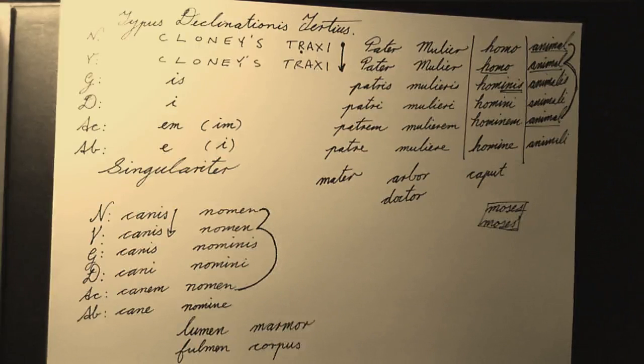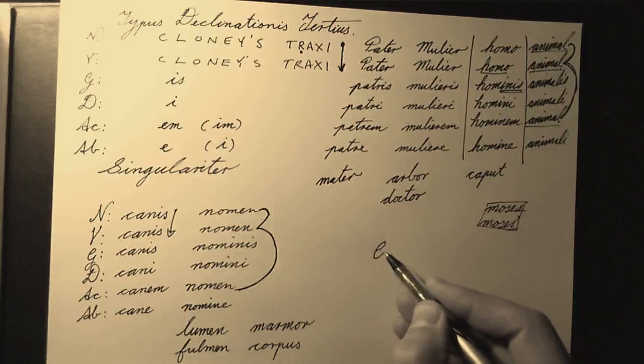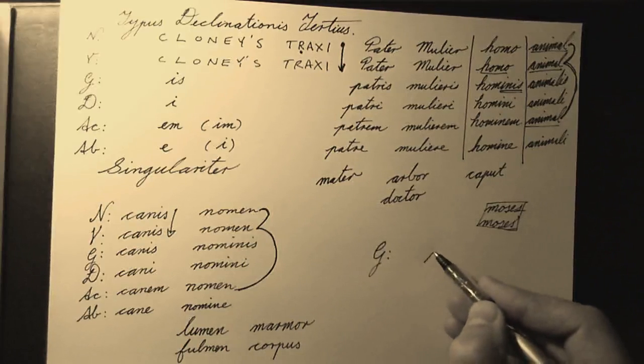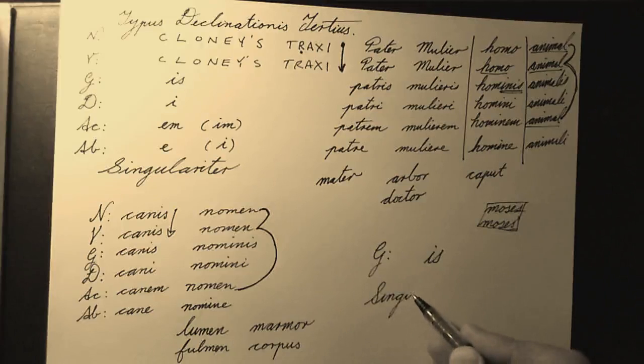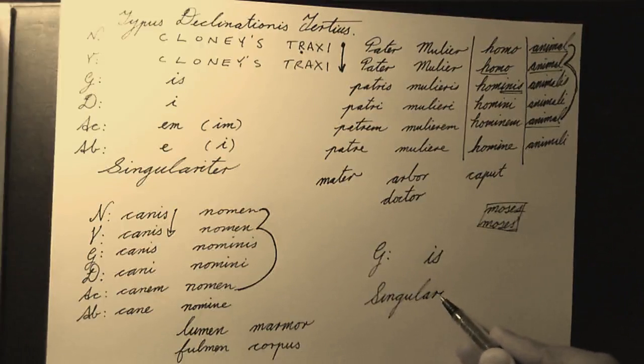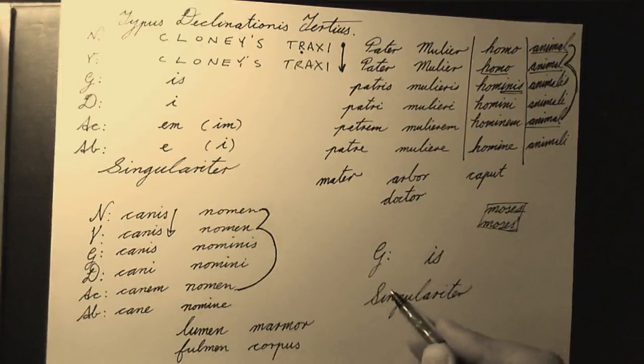And that's it. There are many others also, and of course this third declension, the defining characteristic is that the genitive ends in is, and this is once again singulariter, the singular. And that's the end of the video on the singular of the third declension.